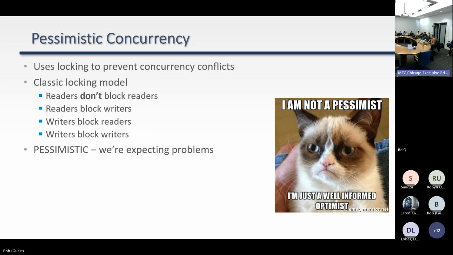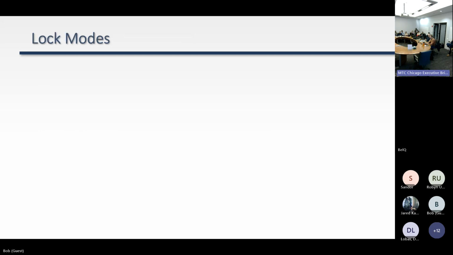And again, this is pessimistic. So we're expecting problems and we're using locks to try to alleviate those problems. And it's the classic locking model. Readers will not block other readers, but everybody else will block everybody. Right? Readers will block writers, writers will block readers, writers will block writers as well. So you have all this blocking and potential for conflict that comes along.